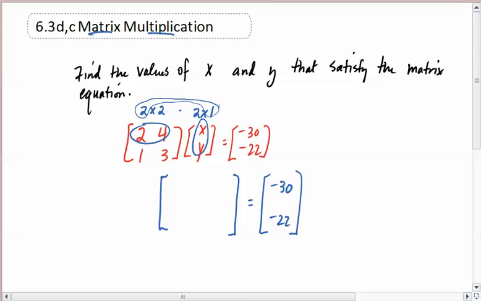Okay, and then we'll be able to pull the entries out and set them equal. So we have 2 times x plus 4 times y. Take the first one times the first one, second one times the second one, right? And that's not two separate entries, right? That's one entry. It's a binomial. Okay, let's take a look at the next one.